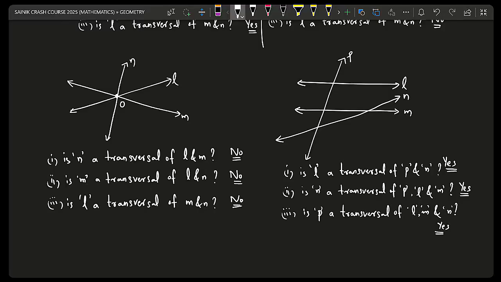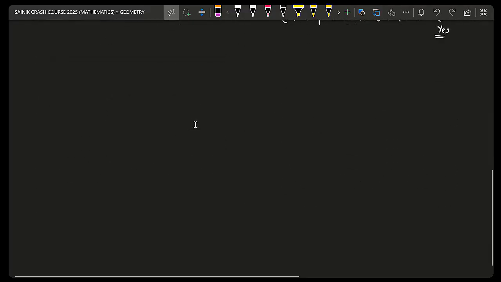So this is about transversal. I hope everybody understood what is transversal. Now, there are pairs of angles which depend on the transversal, and what are they? Okay, see here.